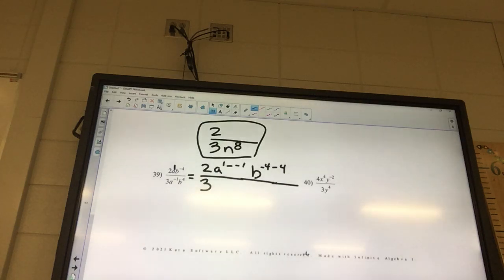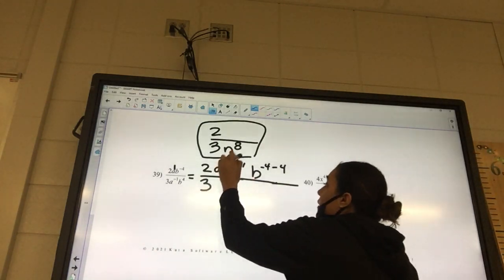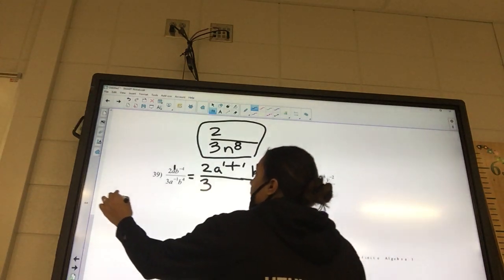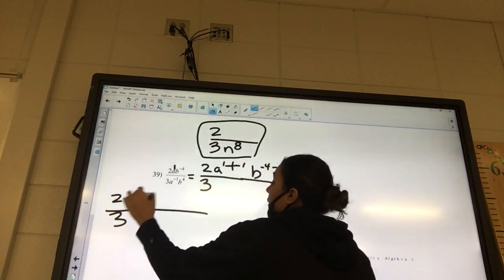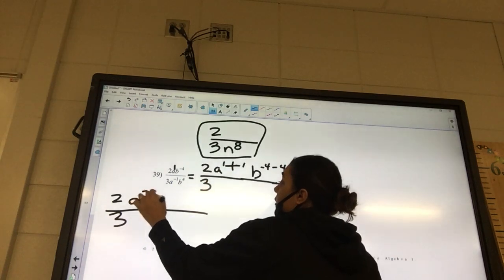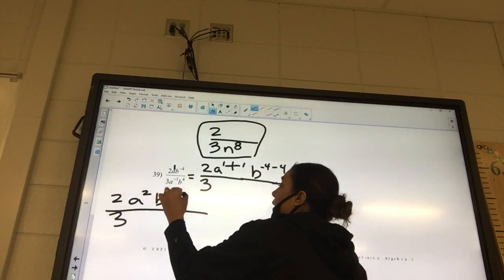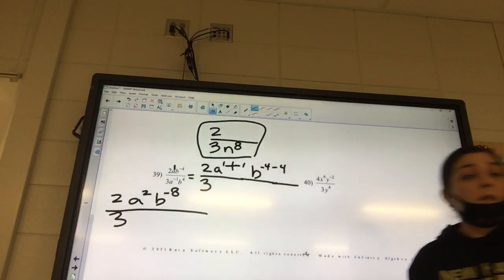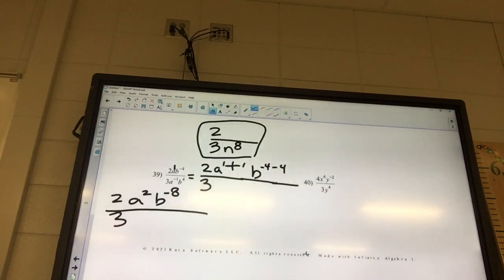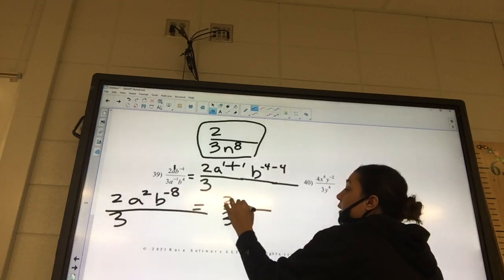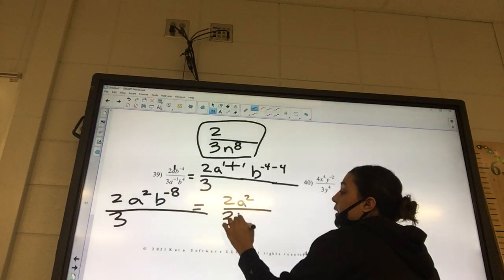Okay, what's a negative negative? Plus. So right here you can make this a plus with the a's. Okay, so you're gonna have 2 to the 3, and you got a to the 1 plus 1 is 2. B to the -4 minus 4 is going to give you -8. Okay. Put the -8 on. Yep, and we need to move that -8 to the bottom. So you're going to have 2 over 3. The a squared is going to stay where it's at, but the b needs to move to the bottom.